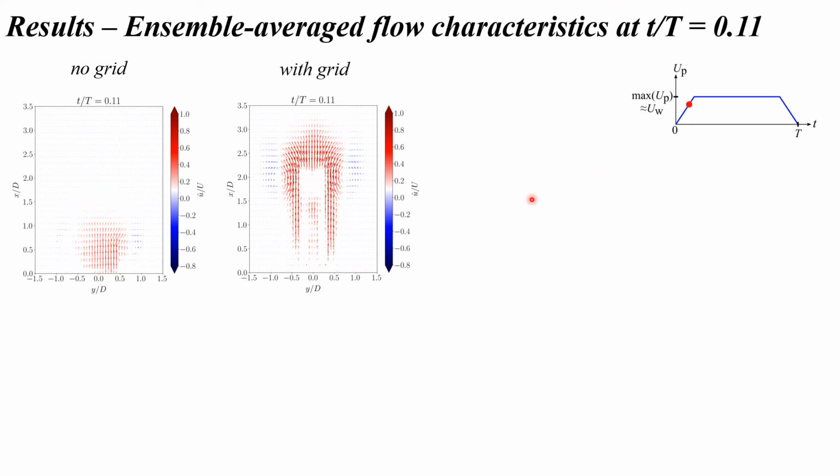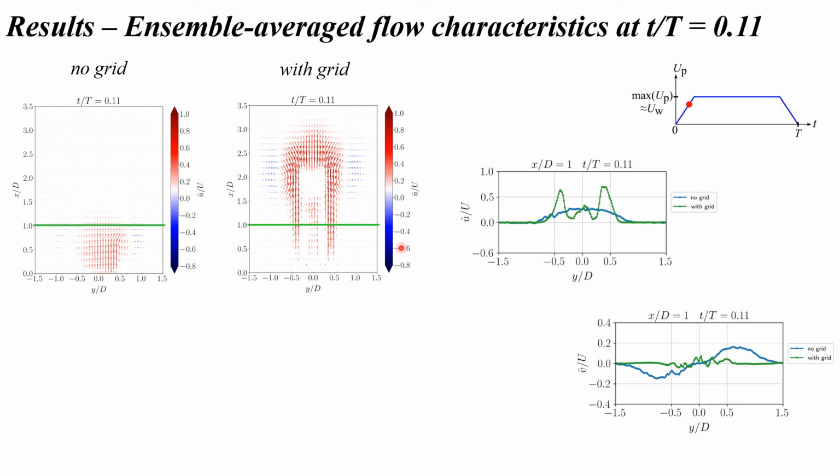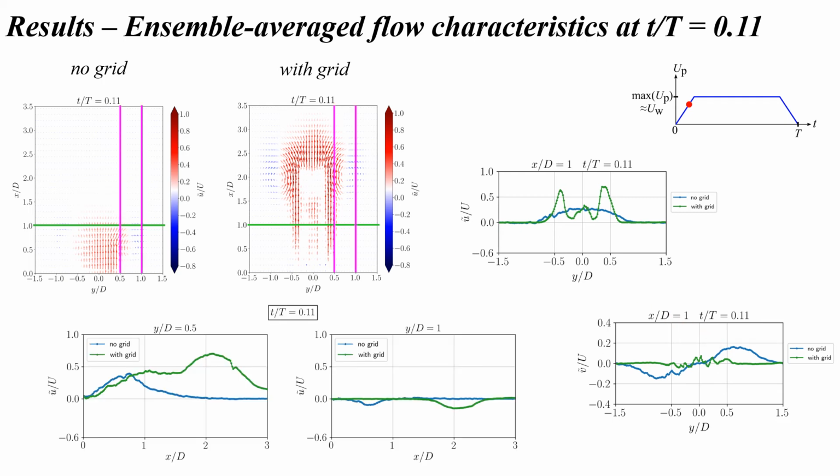After a short time, the jet flow from the model with the grid has moved further downstream and a stagnation region has formed in the center, whereas the jet flow from the no-grid model is still evolving. The lateral velocities for the no-grid model across the jet are higher, whereas the axial velocities along the jet for the model with the grid are higher at this instant of time.